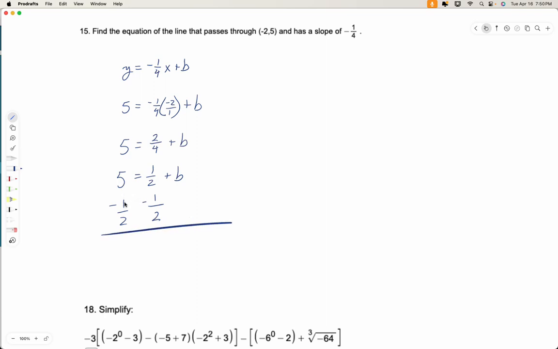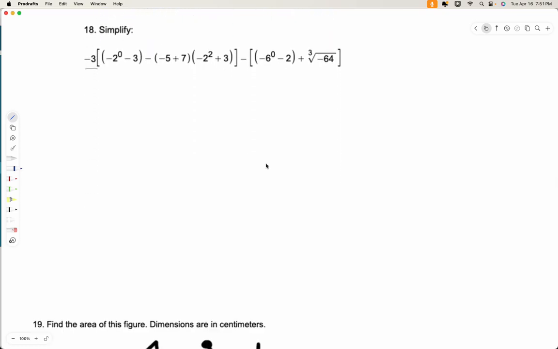If I subtract 1/2 from 5, first of all, I want to turn that into 10 over 2. 10 over 2 minus 1 would be 9 over 2. That's the value of b. So I go and put that in for b. So y is equal to negative 1 over 4 x plus 9 over 2. That would be your answer.